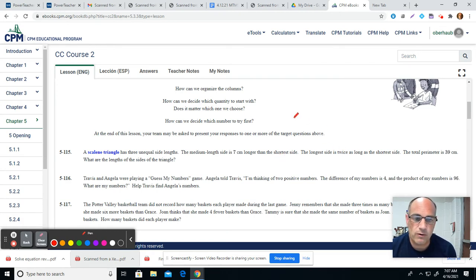So I'm going to put a letter in for the shortest side. I'm just writing this on my paper and thinking about this. I wish I knew what the shortest side was, but I don't. And so I'm just going to put a letter in for it. So I'm going to call the shortest side x.